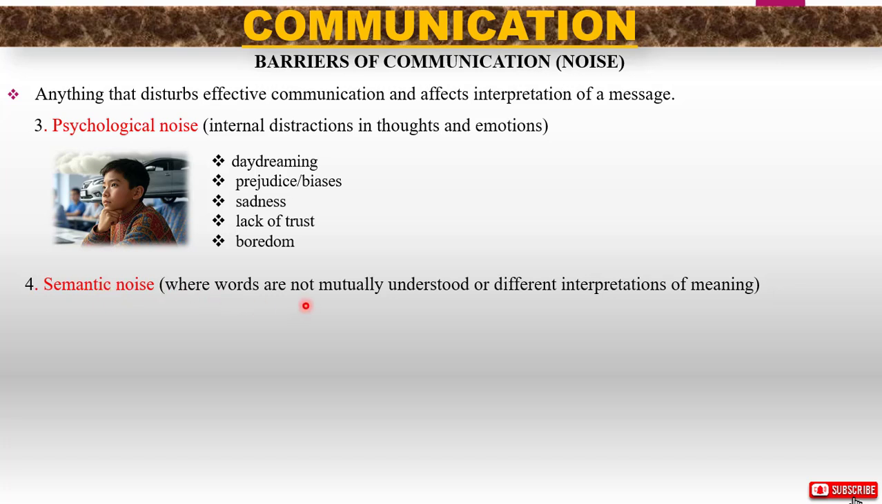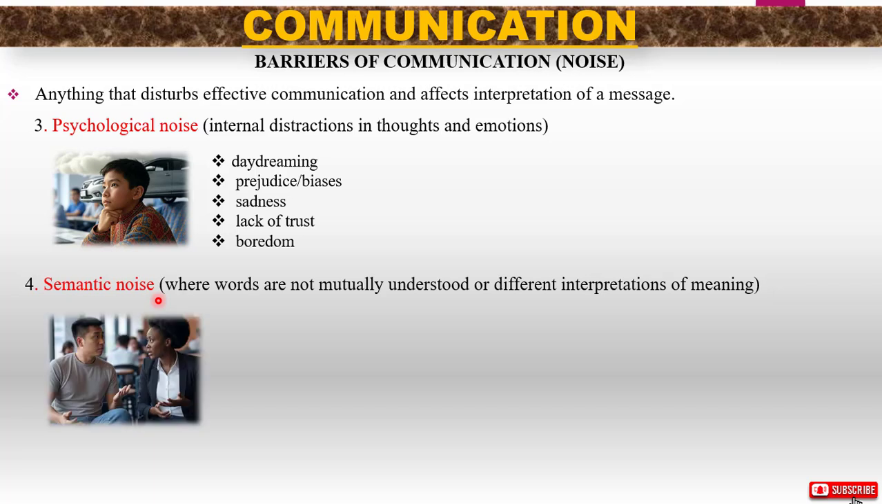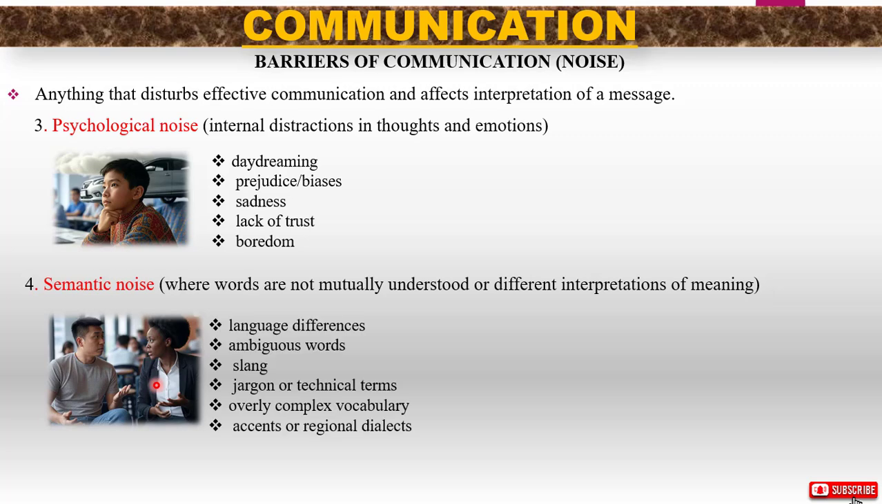So where words are not mutually understood or different interpretations of meaning occur, then we can say that it is semantic noise. For example, we can see someone from Asia talking to someone from Africa. Here, there can be semantic noise when the person speaking does not speak in a language which the other person will understand. For example, language differences can be classified as semantic noise.